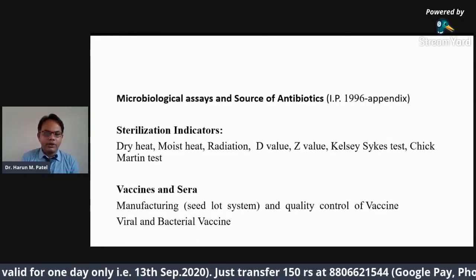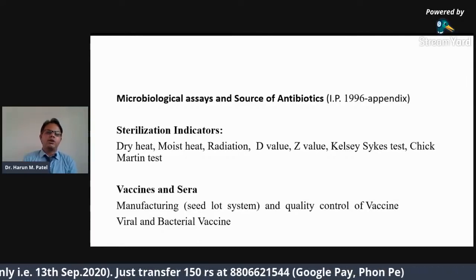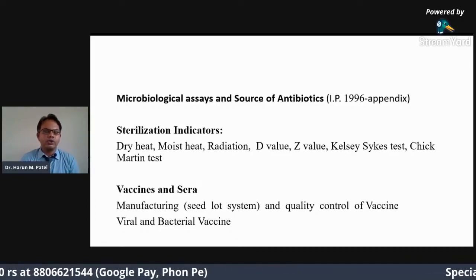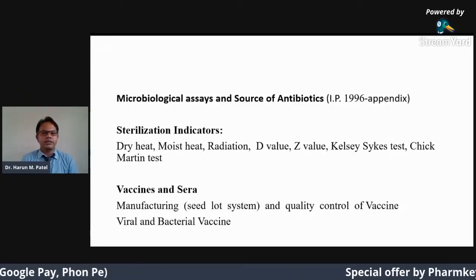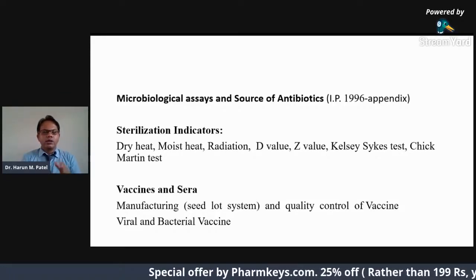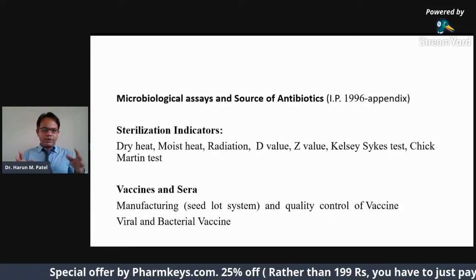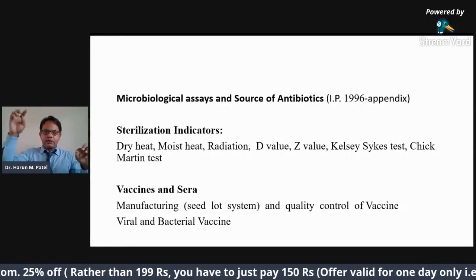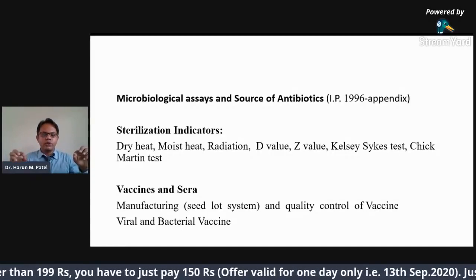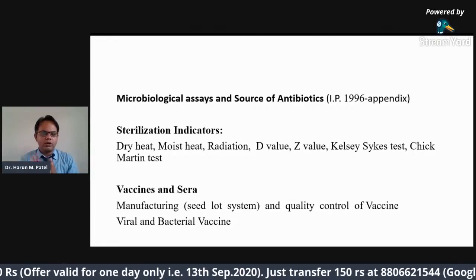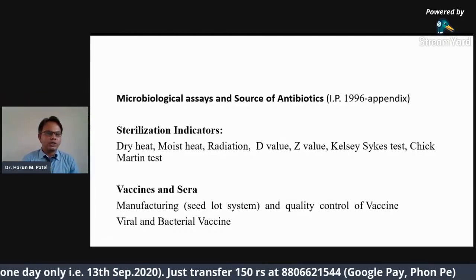Every year, at least one question comes on microbiological assays and sources of antibiotics. So what kind of question do they ask? Here I would like to quote one example. They may give a match-the-pair question. Here they give the names of antibiotics, and here they give the names of organisms which are used for the assay. So in this way you have to match the pairs. This is one format of the question which is normally asked on microbiological assay.